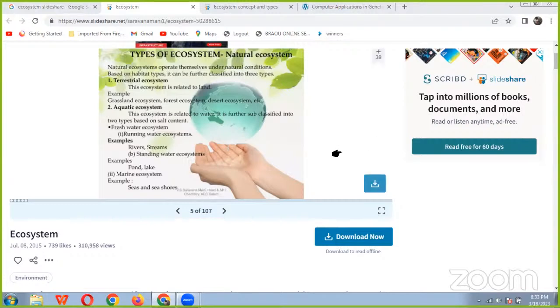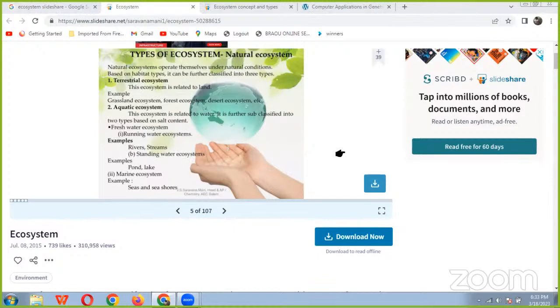Okay. Next one is the terrestrial ecosystem, which is related to land: grassland ecosystem, forest ecosystem, desert ecosystem. Next one, aquatic ecosystem. What is the meaning of aquatic? Aquatic is related to water. These are mainly classified into two types: freshwater ecosystem and marine ecosystem.